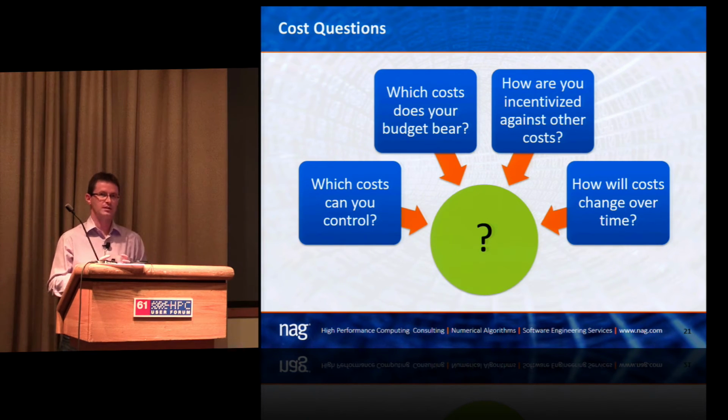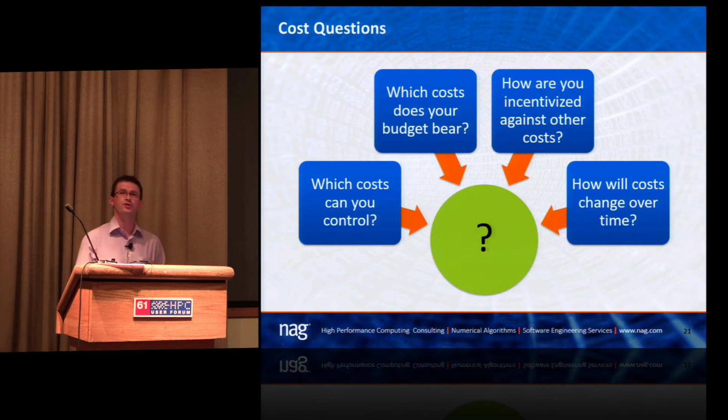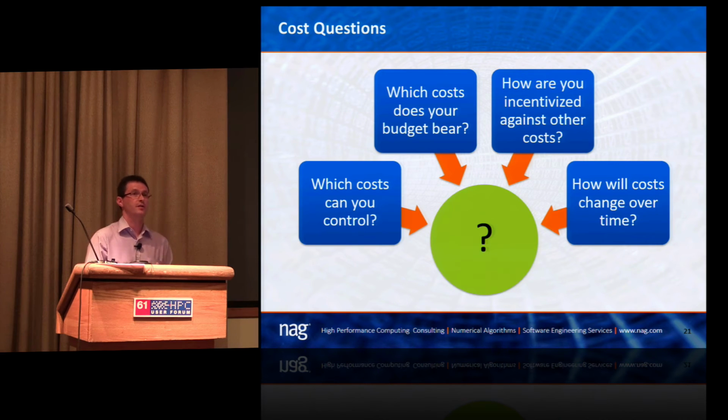When we talk about the cost questions and you're building a cost model for your service, part of the questions that you need to answer in that process are looking at which of the costs you can control yourselves. Sometimes some costs you can control by making the decisions you make about the technology or how you operate the service. Some costs you can't control. Which costs does your own budget bear? In other words, which bit of it are you paying for, whether that's the capital for the system or the monthly leasing costs for the system, versus the costs that you don't bear. I used the example before of an estates department picking up an electricity bill. How are you incentivized against other costs that the organization bears that you don't bear directly on your own budgets?